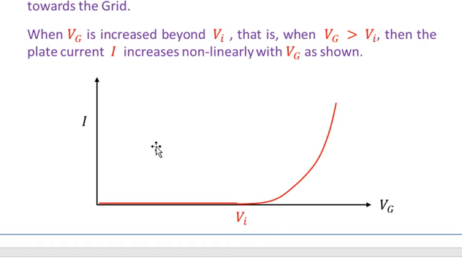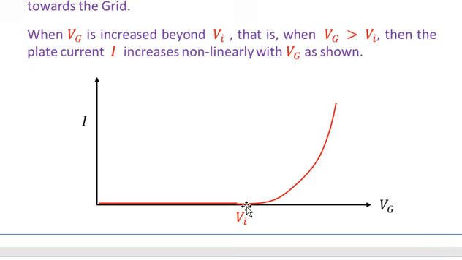So now let's discuss this plot. You see that on the vertical axis we are plotting the current I, and on the horizontal axis we are plotting the grid voltage Vg. The grid voltage is started from zero value, and you keep on increasing the grid voltage, and you will notice that the current is almost zero. But you see that when the grid voltage Vg approaches the value of Vi, which is the voltage required for the ionization of the neutral mercury atoms, what will happen? The current at once becomes non-zero.